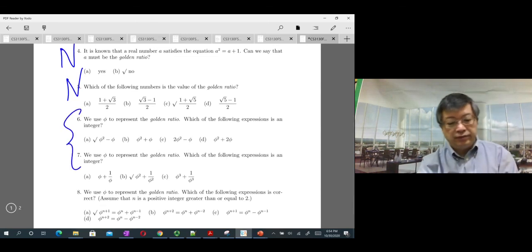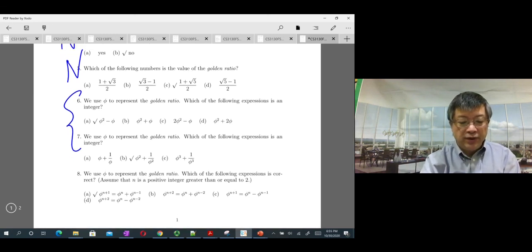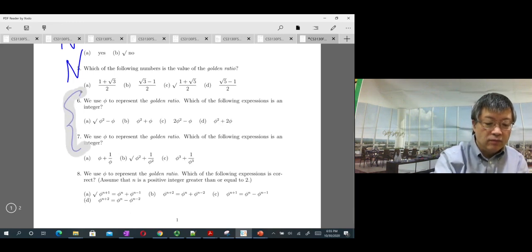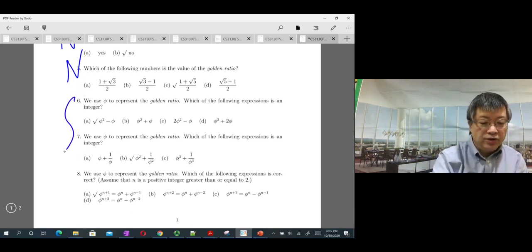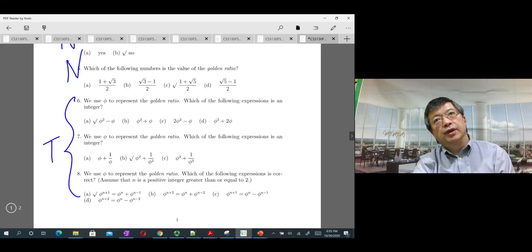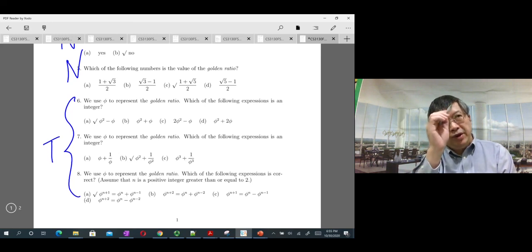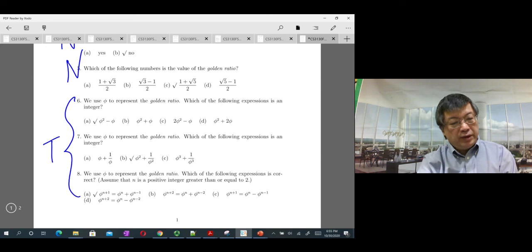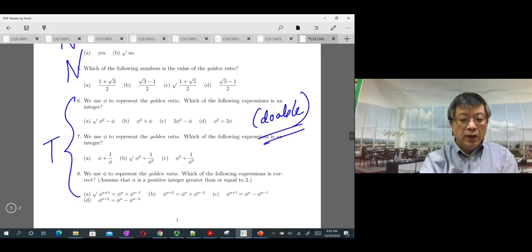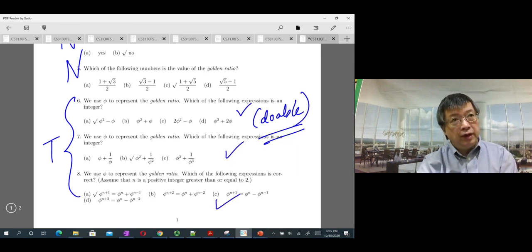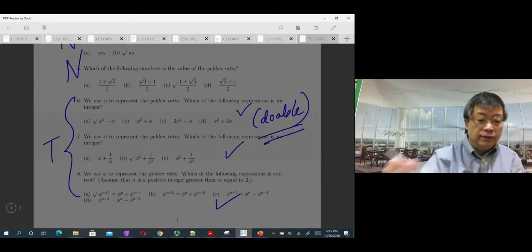But things like this, about the golden ratio property, I want to create one question for that. But I want to make it doable for you. Not too hard. Doable, like this question. Each of these 3 I feel is doable.